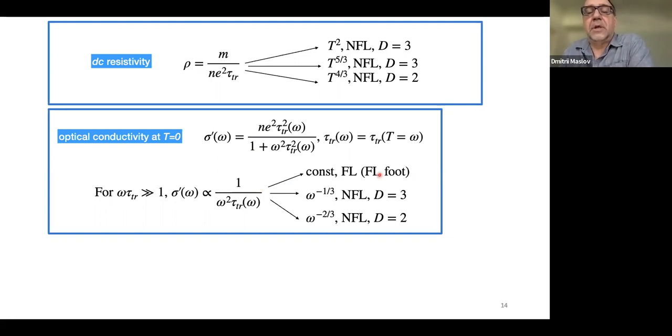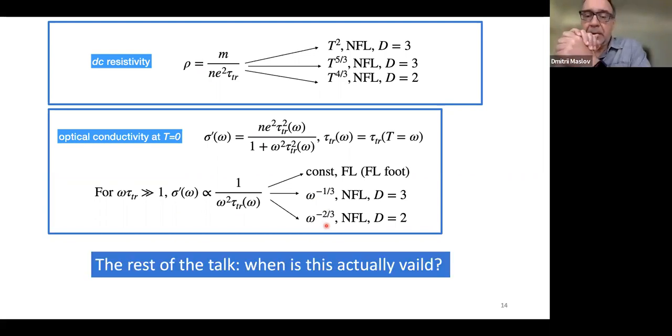This is known as Fermi liquid food. In three dimensions, the conductivity would scale as omega to the minus 1/3, and in two dimensions, it would scale as omega to the minus 2/3. And the rest of the talk will be about the conditions under which this can be valid, because it wouldn't be valid always.